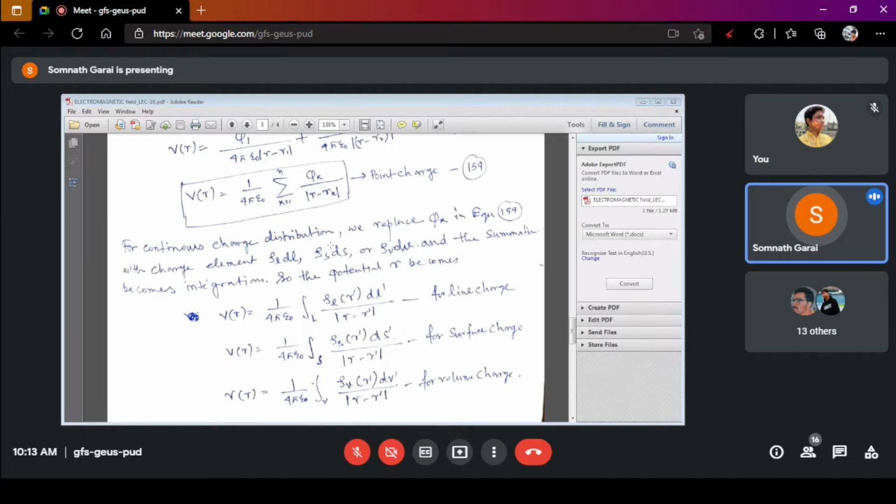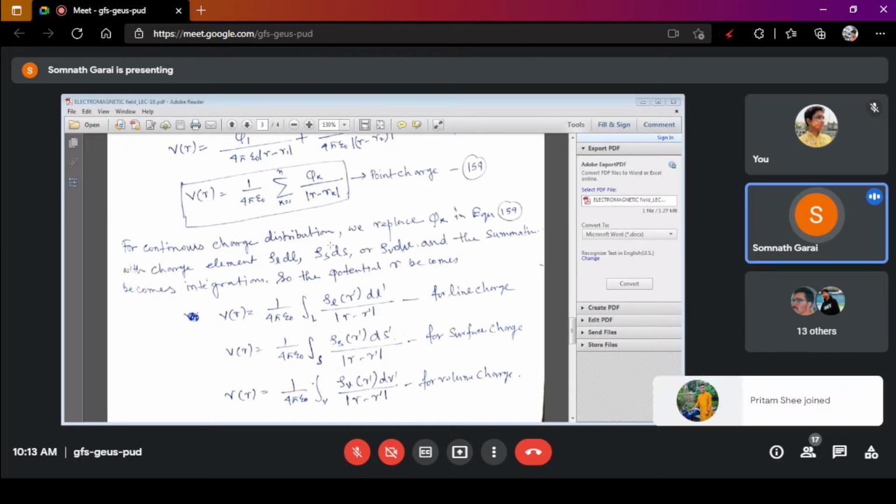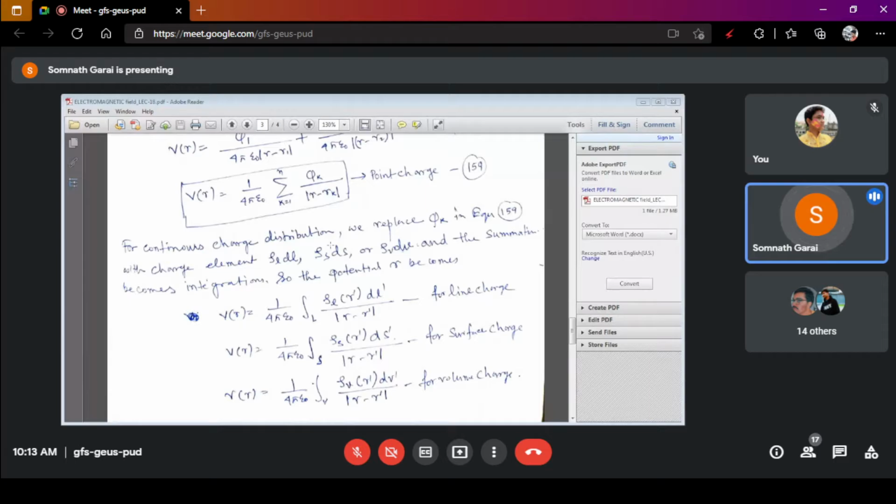Or along a surface, that means if we take a surface whose charge distribution along all points of the surface is equal, or along a volume, that means if we take any point in the volume, the volume charge distribution is the same.